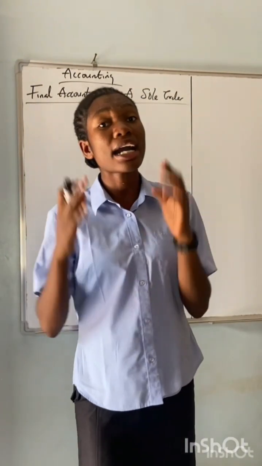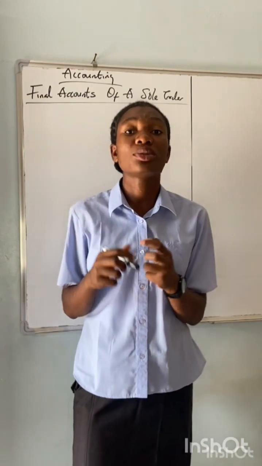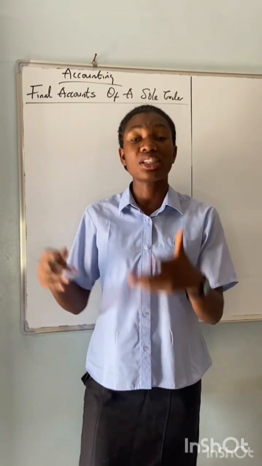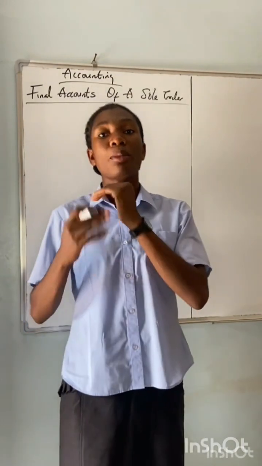Now in accounting, after we have prepared our subsidiary books, we prepare the ledger, and then we move to the trial balance. You'll be seeing our videos. If you've not watched them, please do well to do so.